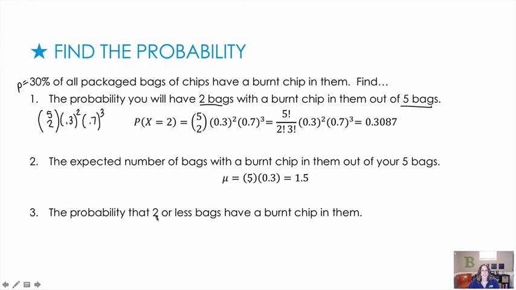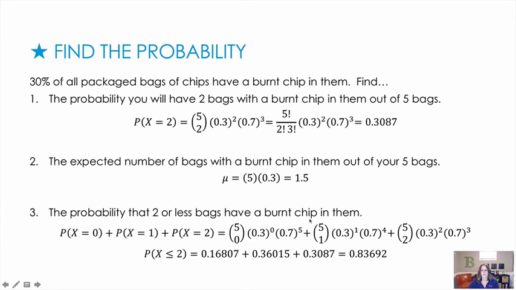The probability that 2 or less bags have a burnt chip in them. Well, this one's a little bit harder, and I'm going to show you how to do this nicely using technology a little bit later on. But for now, we would have to find 2 or less, which means I would have to find the probability that 0 bags did, the probability that 1 bag did, and the probability that 2 bags did. So I would have to do all 3 of those and add them together.